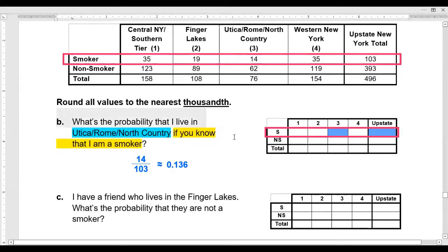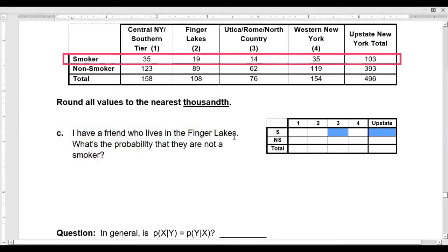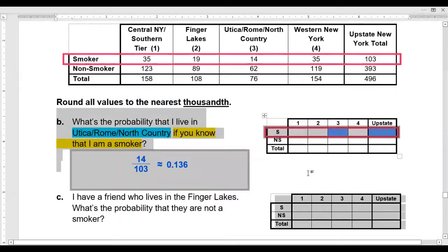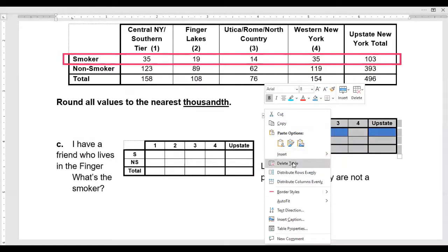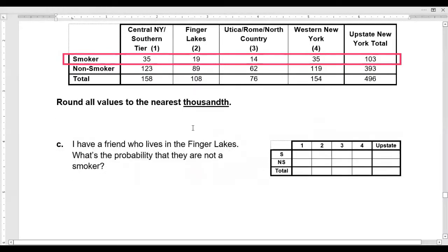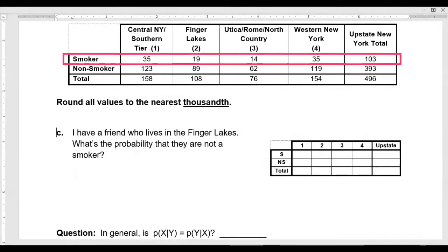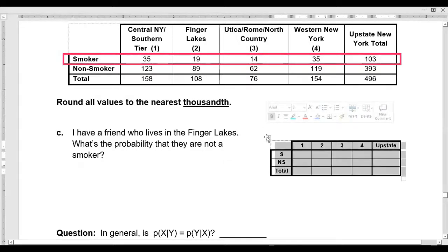All right, let's do part C as well. So for part C, it says, suppose I have a friend who lives in the Finger Lakes, and I want to know what's the probability that they are not a smoker.